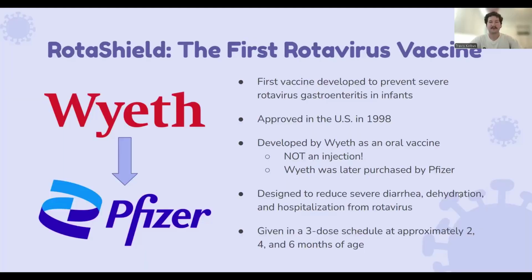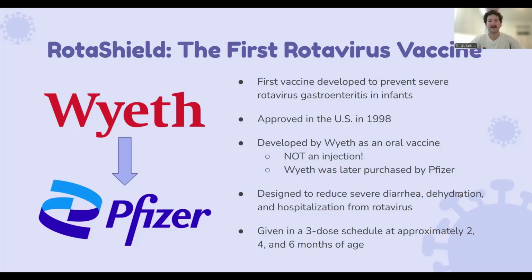Hello, my name is Travis, and I'll be talking briefly about RotaShield. Before modern rotavirus vaccines were available, rotavirus was one of the leading causes of severe diarrhea in infants and young children worldwide. To address this problem, RotaShield became the first vaccine developed specifically to prevent severe rotavirus gastroenteritis.